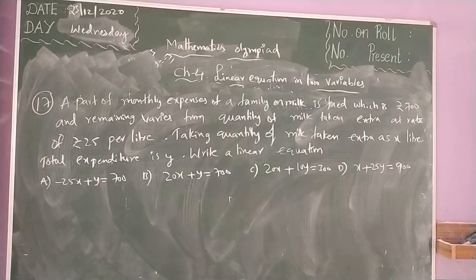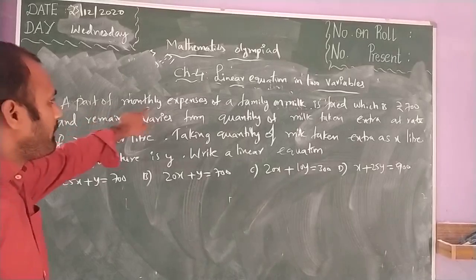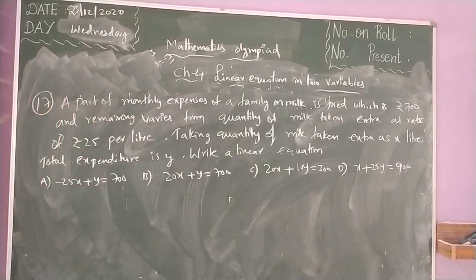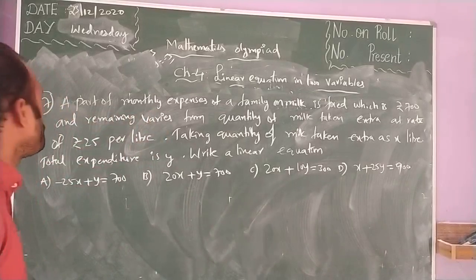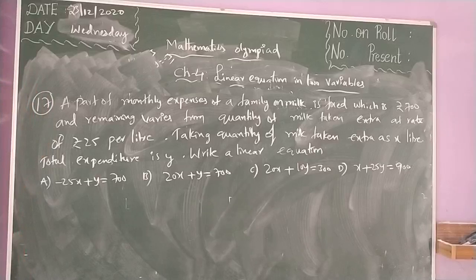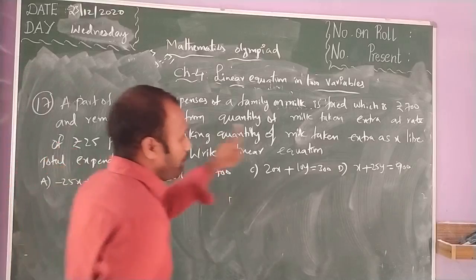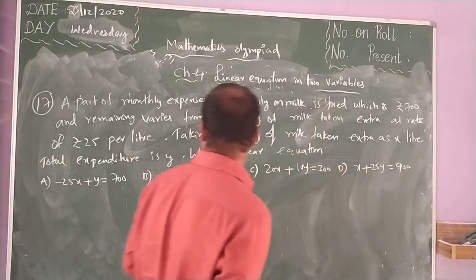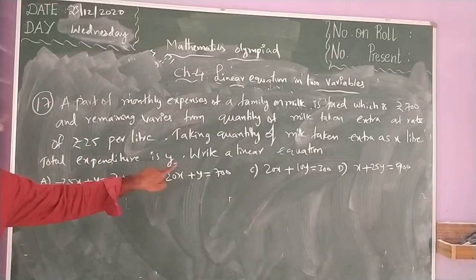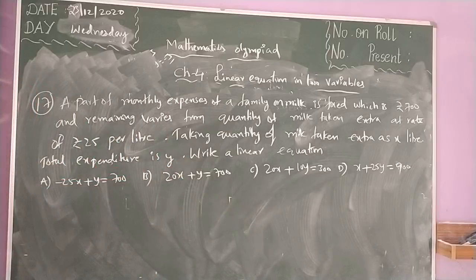Next, let us see the 17th question. A part of the monthly expenses of the family on milk which is fixed is rupees 700 and the remaining varies from quantity of the milk taken extra at rupees 25 per liter. Taking the quantity of milk taken as extra as X, total expenditure is Y. We need to write a linear equation.